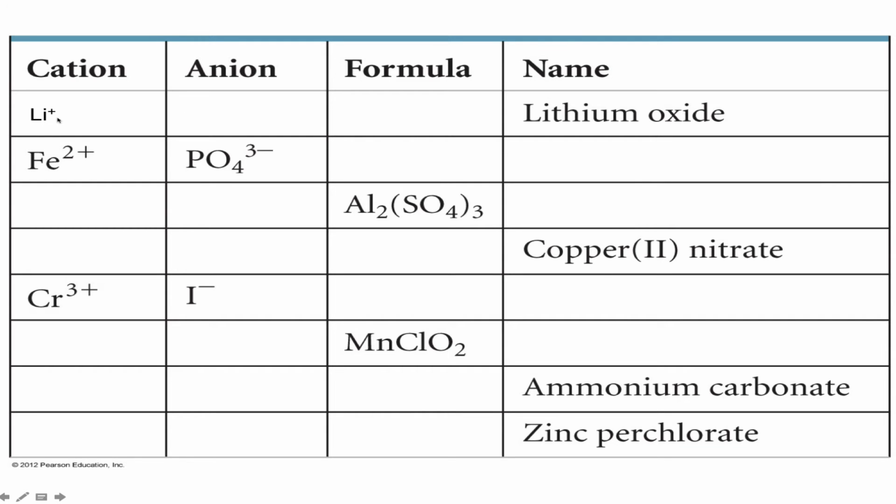So lithium only has one oxidation state. It is a group 1 metal, so it has a +1 charge. The anion, oxide, is O2-, and so the chemical formula has to balance the charge, so Li2O. All right, what's next?